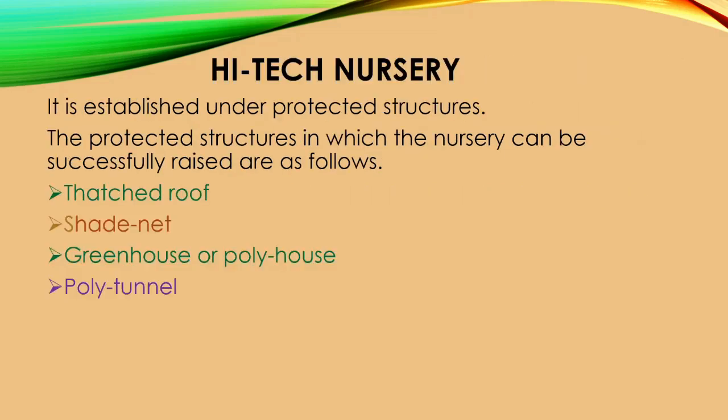Next, high-tech nursery. This type of nursery is established under protected structures. The protected structures in which the nursery can be successfully raised are of different types. They are thatched roof, shade net, greenhouse or polyhouse, and polytunnel. These are some of the protected structures which we can see in a high-tech nursery. Depending upon the type of protected structure, these are again of different types.